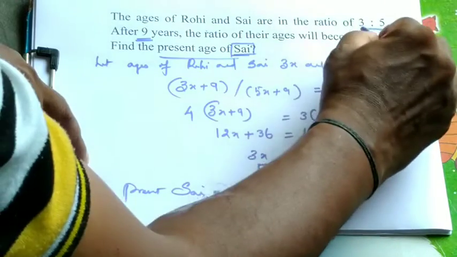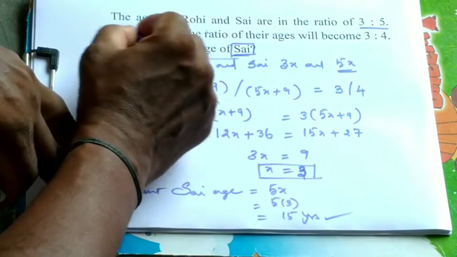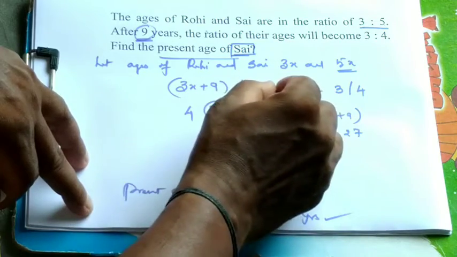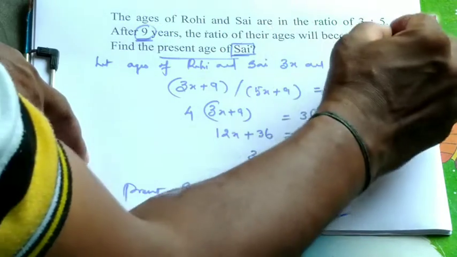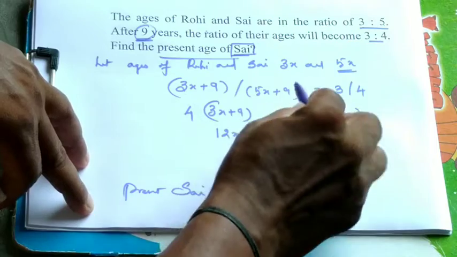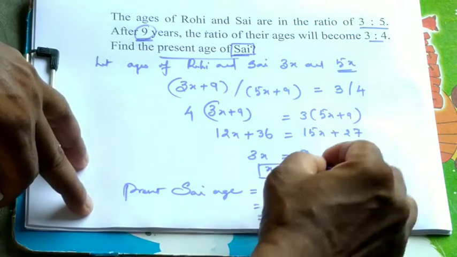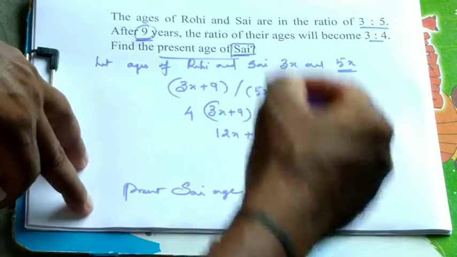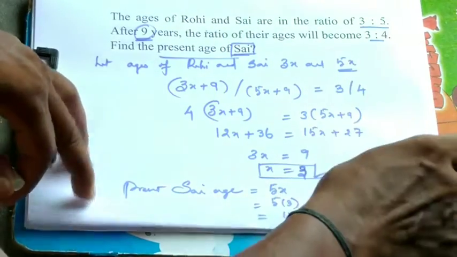Initially they gave the ratio 3:5. Here you have to be very careful. It is after 9 years. That's the reason we add the 9 in both cases. Only after adding does the ratio become 3:4. Now we cross multiply and get the value of x equal to 3. By using that we find the present age of Soy, which is 15 years.